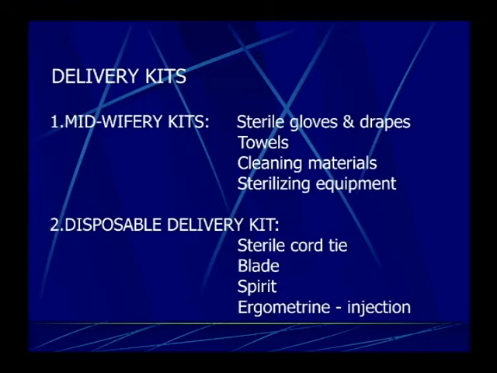Coming to the delivery kit. This midwifery kit, or dai kit, is what the government normally gives them so that they can use clean methods to do the delivery. First, sterilized gloves and drapes are given, towels, cleaning materials, sterilizing equipment. Next is the disposable delivery kit, that is sterile cord ties, blades, spirit, and injections, so that they can do a safe delivery.